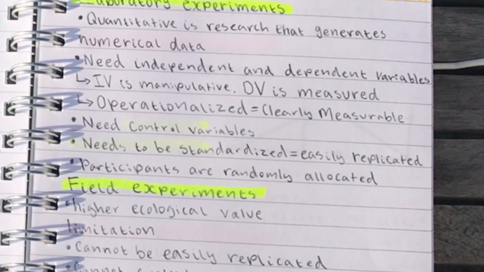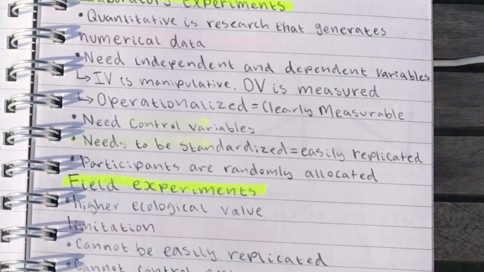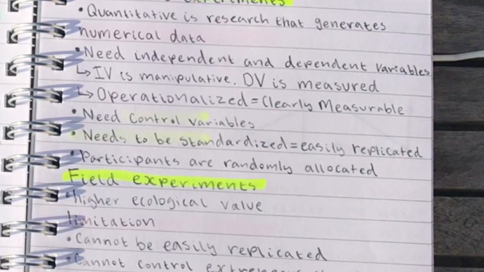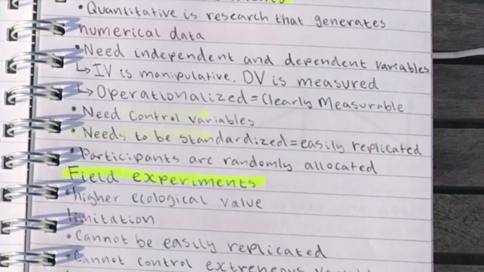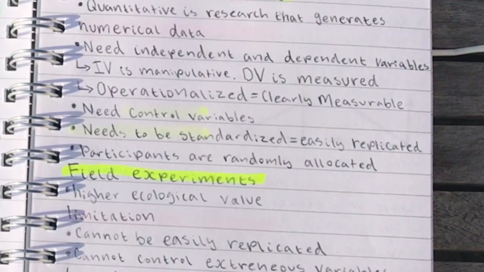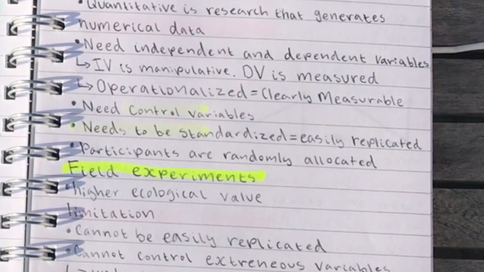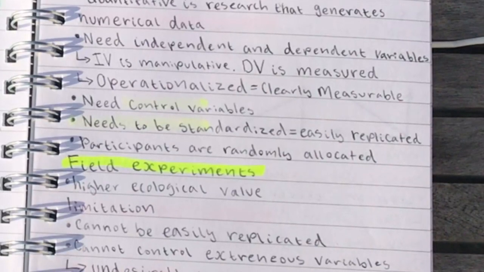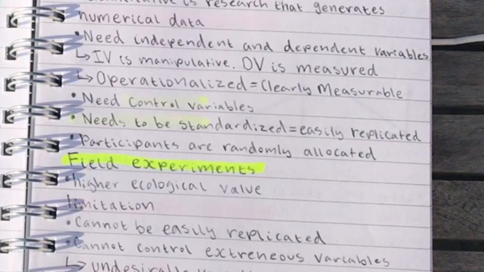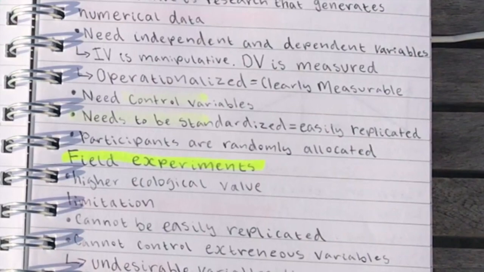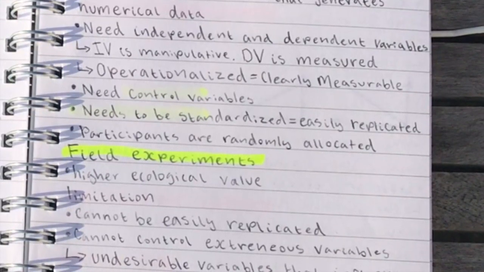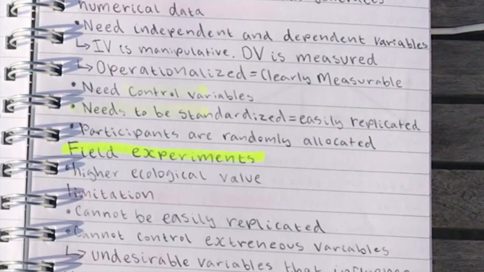So let's say half of the group does a test while listening to music, while the other half does a test while not listening to anything. Then the independent variable would be the sound, so the music or no music, and the dependent variable would be how well they do on the test. And participants should be randomly put into either the music group or the non-music group.